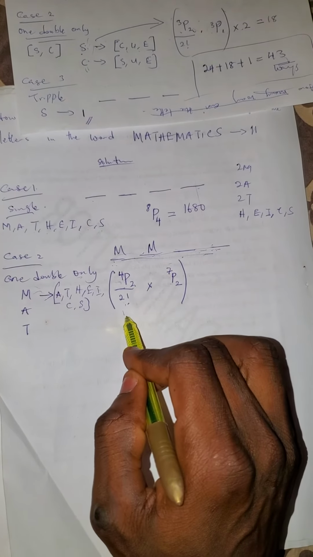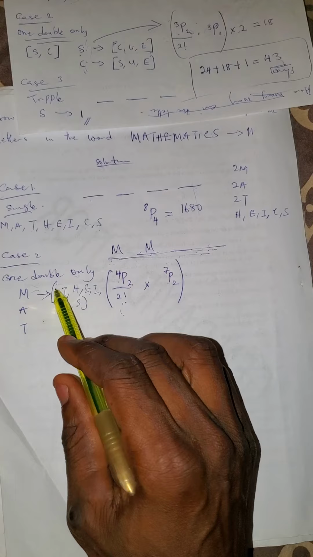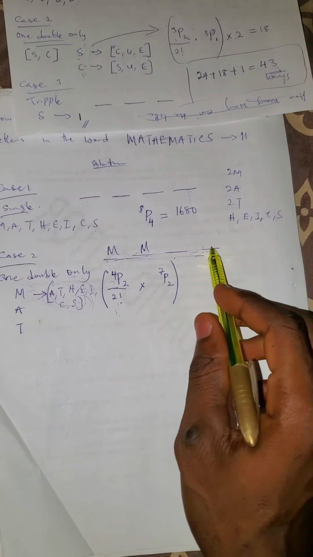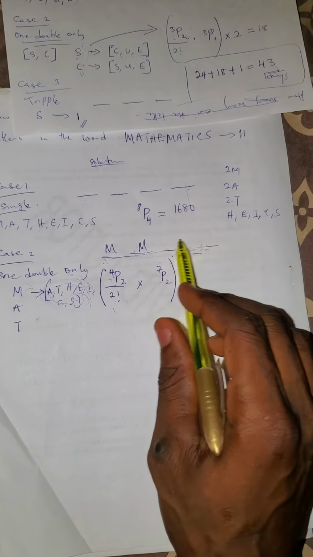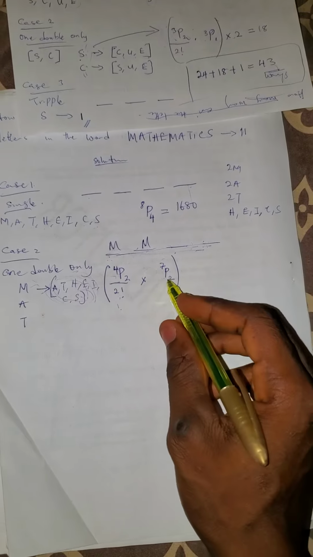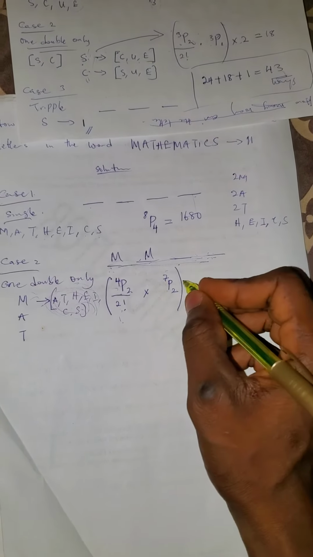Because it's a double letter, we have 2 factorial. But out of the remaining numbers, what is it? It is 7. Out of the 7, we need them to fill the 2 spaces. So that's why we have 7 permutation 2.